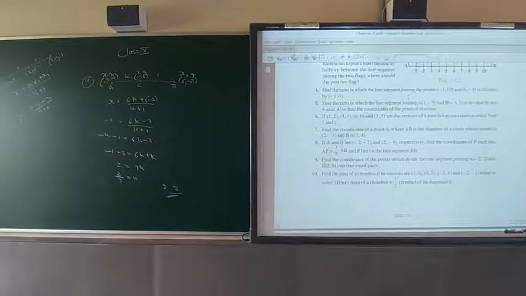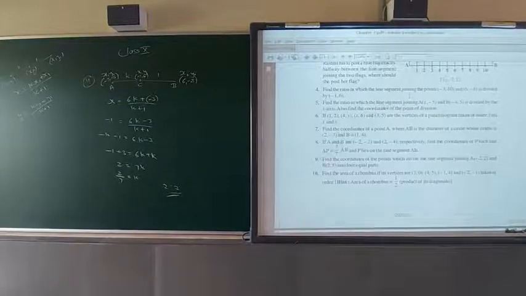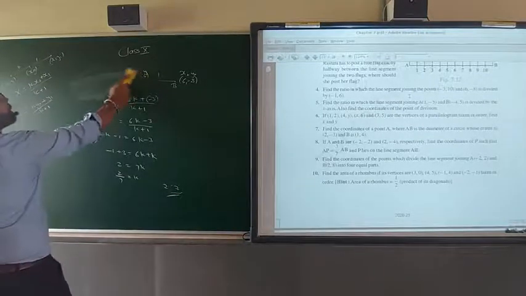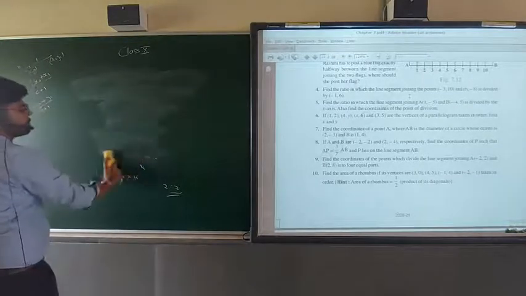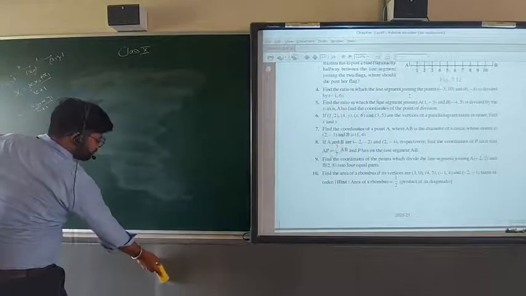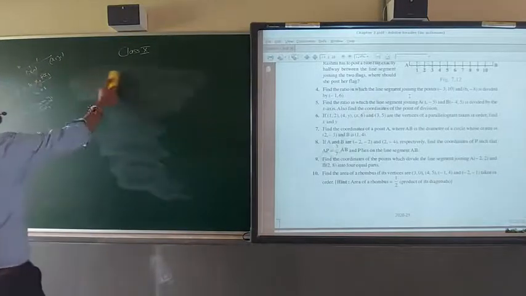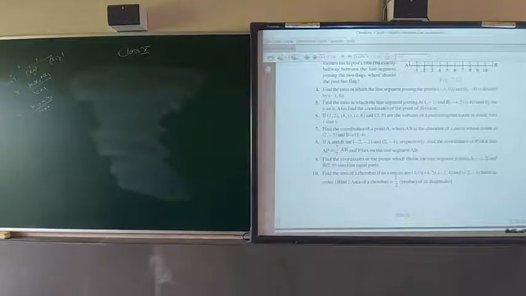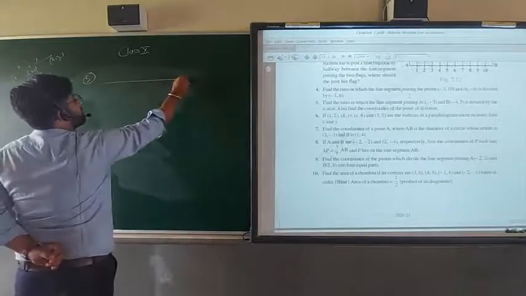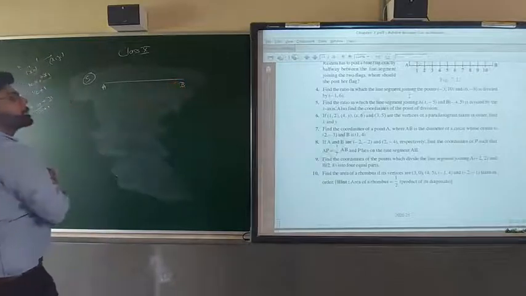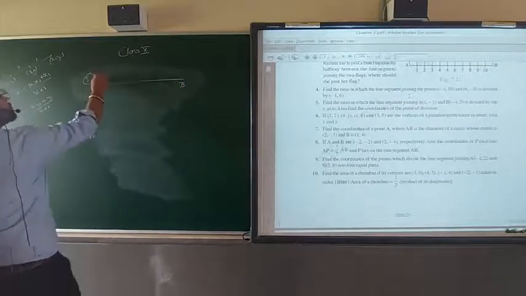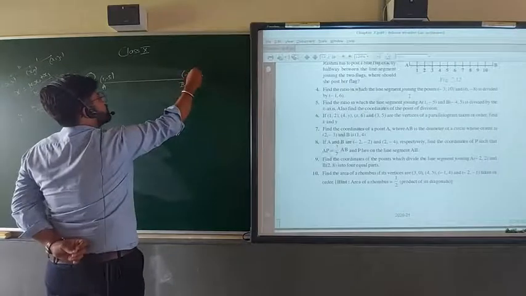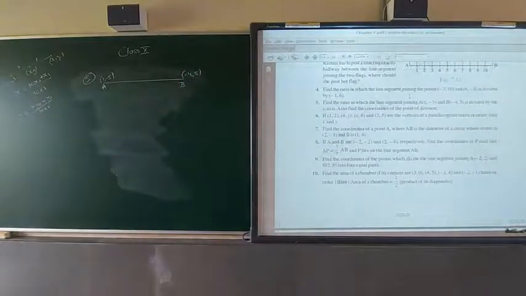Now fifth question: find the ratio in which the line segment joining A and B, (-1, 5) and (1, -5) and (-4, 5), is divided by the x-axis. Fifth question. Fifth is (1, -5) and (-4, 5) is divided by the x-axis.